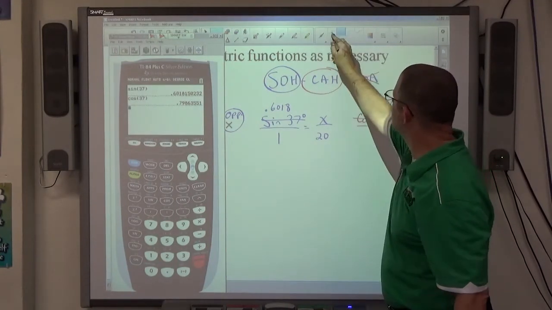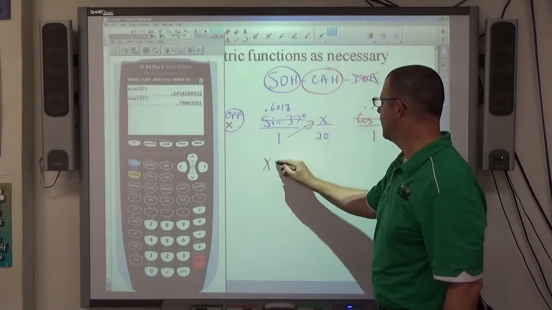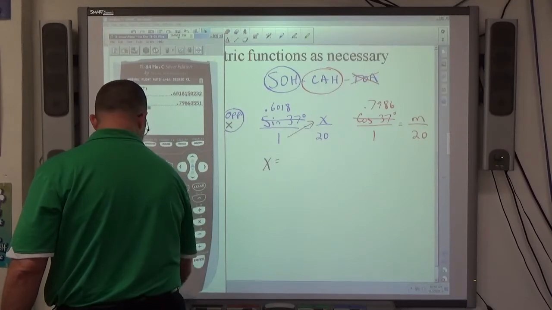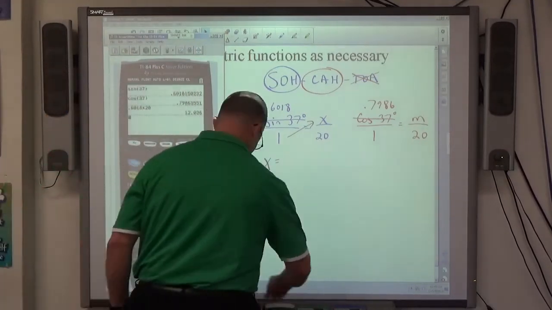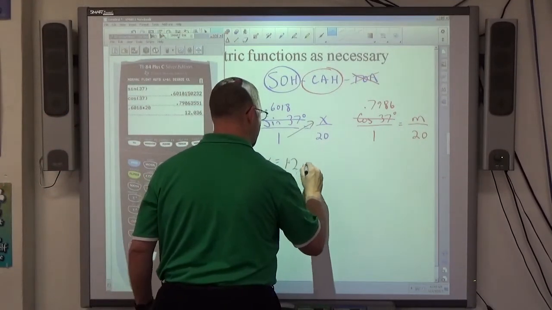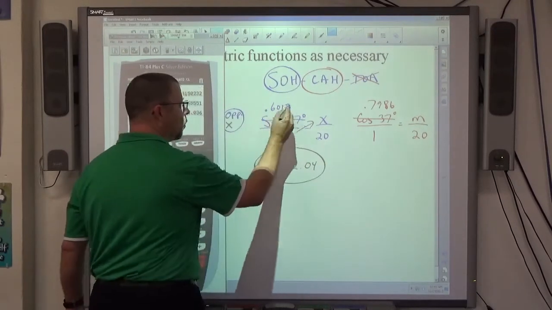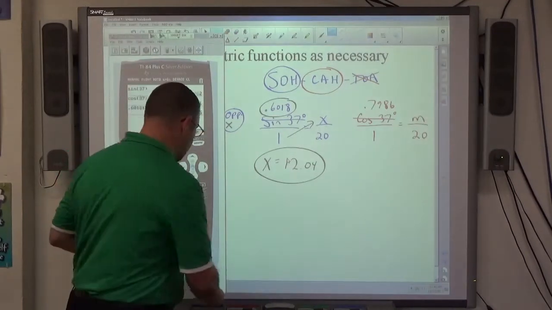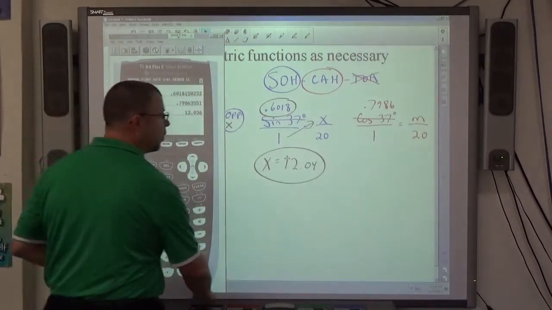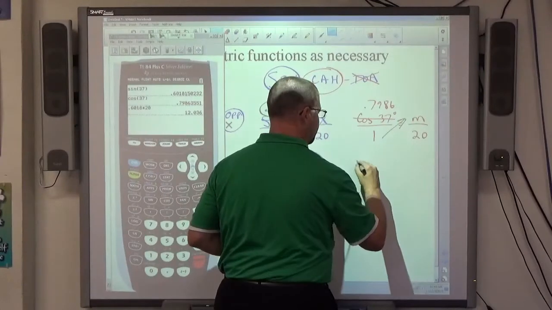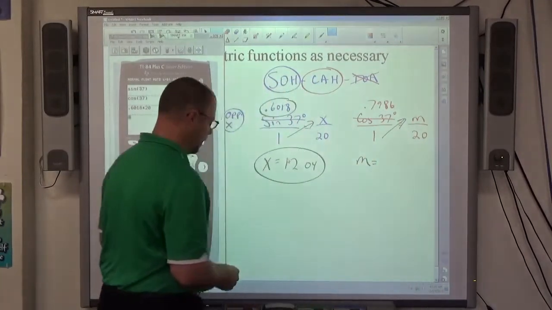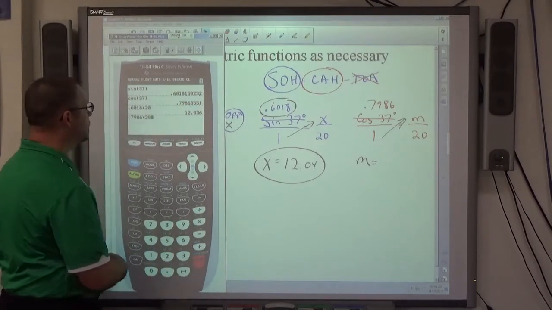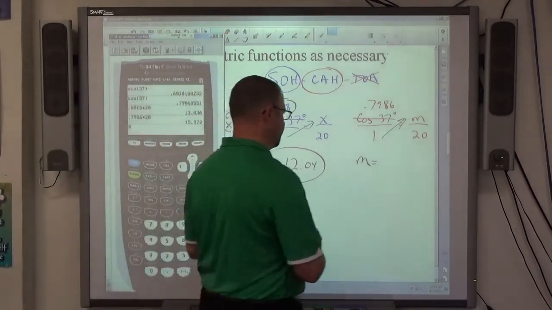So now if I cross multiply, 1x equals 0.6018 times 20, which is 12.04. We want 4 decimal places here, and we want to round finals to 2 decimal places. So 12.04 is that one. And if I try the other one, cross multiplying, 1 times m equals 0.7986 times 20. Comes out to 15.97.